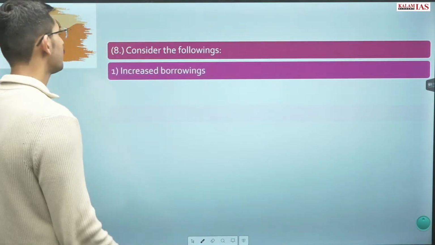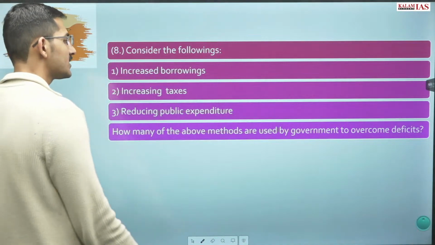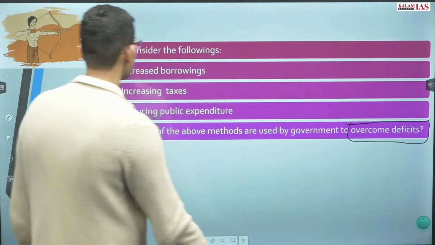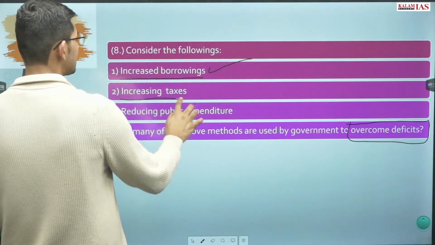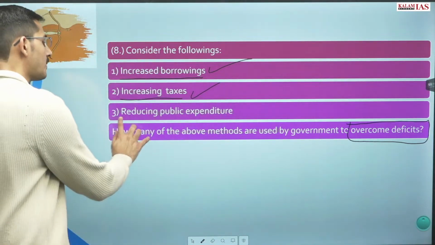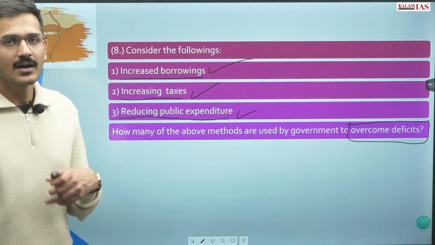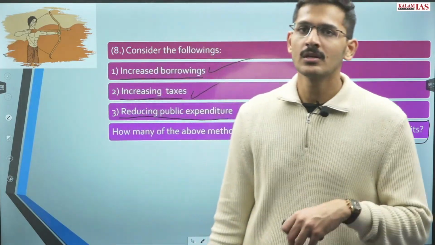Next question: consider the following: increase borrowing, increase taxes, reduce public expenditure. How many of the above methods are used by the government to overcome deficit? To overcome deficit, the government will increase borrowings, yes. They will increase taxes, yes. Reduce public expenditure to overcome deficit. What is deficit? Deficit is basically when the earnings are not enough to meet the expenditure, when the receipts are not enough to meet the expenditure.